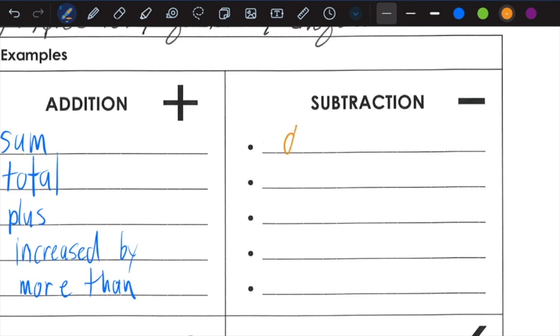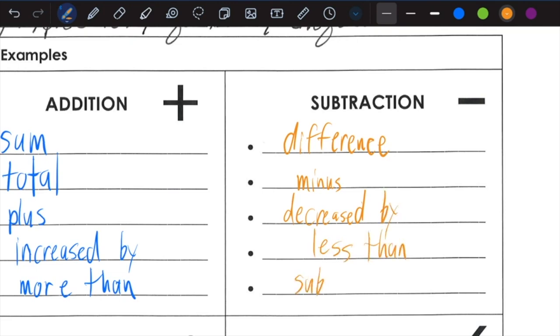Now let's talk about subtraction for some different words. The first one we'll talk about is difference. Similar to sum, it's the result of the problem. In this case, it's just the result of subtraction. Minus, the minus sign. Decreased by. Less than. And subtracted from. I'm going to put a little star next to less than and subtracted from, and I encourage you to do the same thing. I'll talk about why in just a little bit, a few boxes later.